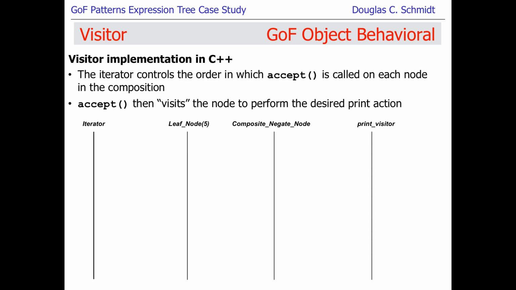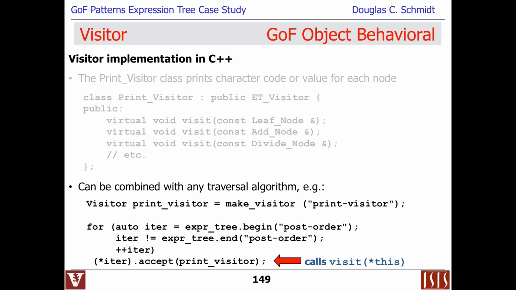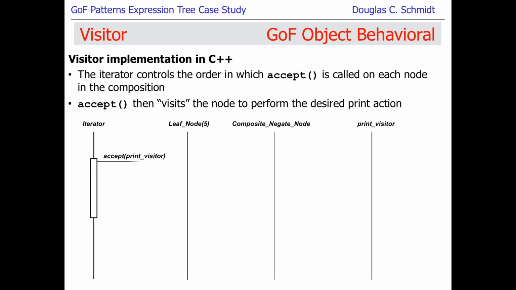We're going to see here just a snippet of the code, where we're going to have an iterator, a leaf node, a composite negate node, and a print visitor. Those are the four elements we're going to use. And we're going to demonstrate how those elements interact with each other using a UML sequence diagram. So you see here we have the iterator. That's basically what we're showing over here. We're iterating through each element.